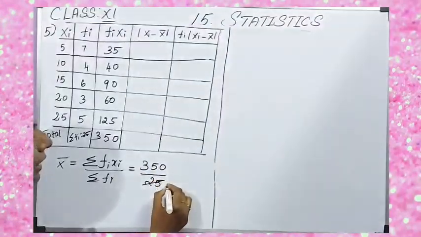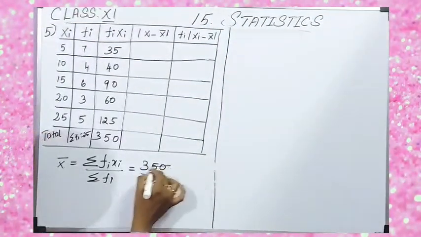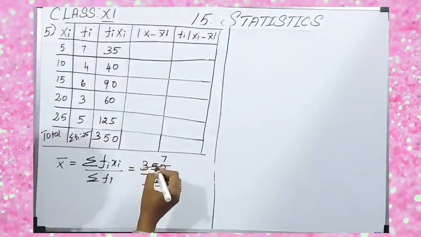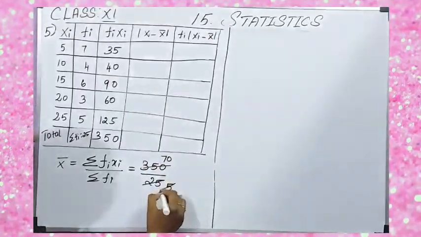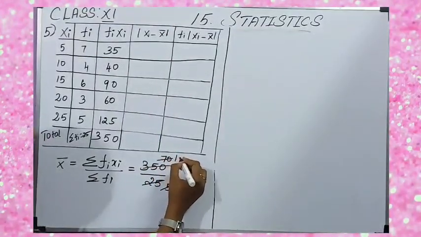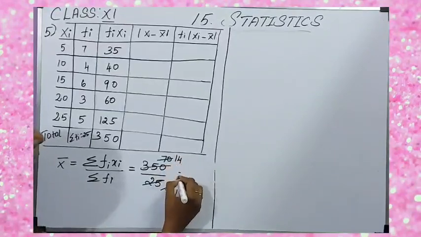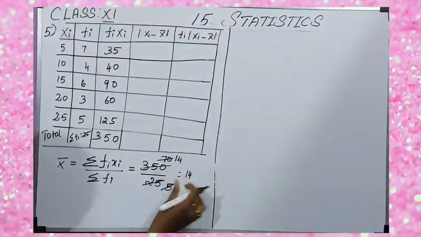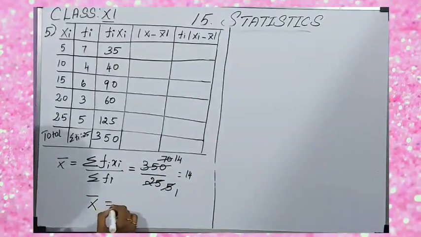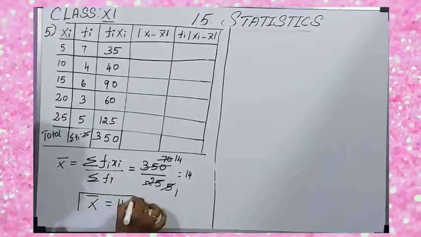Now x bar is equal to 350 by 25. Now shall we cancel with the 5 tables? 5 fives are 25, 5 sevens are 35, 0. Then 5 ones are 5, so it is 14. So what is my x bar? X bar is equal to 14.